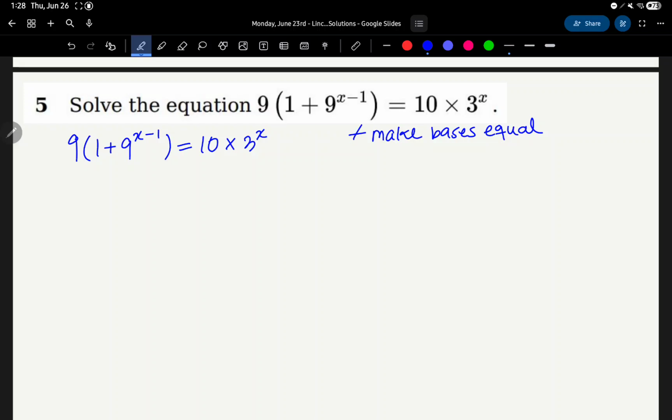So that is our first primary goal right here. So that's what we're going to do. So instead of 9, we're going to say 3 squared times (1 plus (3 squared) to the power of x minus 1) is equal to 10 times 3 to the power of x.